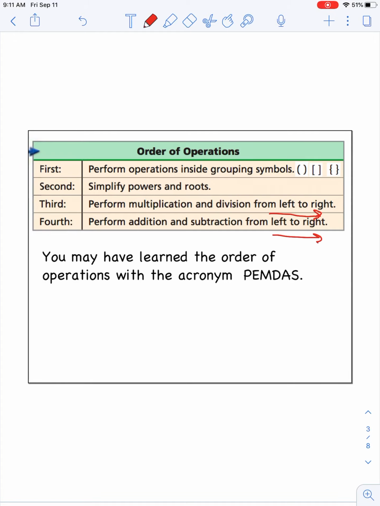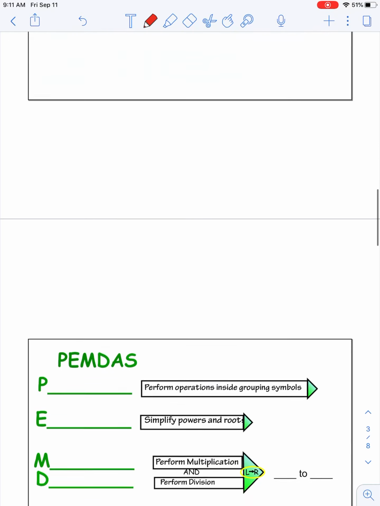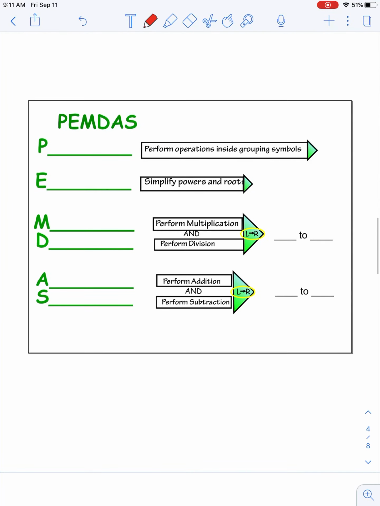Now, you may have learned this through an acronym called PEMDAS. This first is your P, because you are doing all of the parentheses and grouping symbols. The second is your E, because your powers and roots are your exponents. In PEMDAS, the M and the D are your multiplication and division, and your A and your S are the addition and subtraction. But you need to make sure you understand that those are done together, left to right, whichever occurs first. So here are our notes on this.